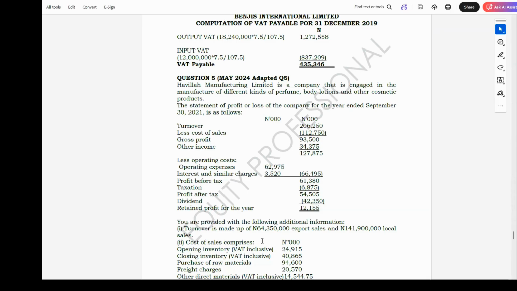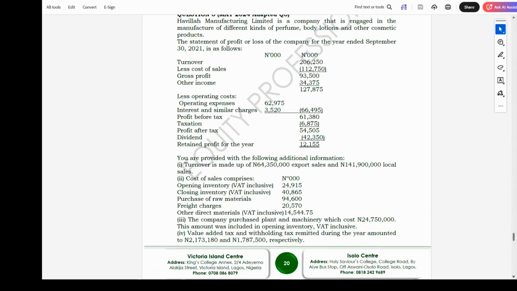Cost of sales comprises opening inventory, VAT inclusive, closing inventory, VAT inclusive, purchase of raw material, freight charges, and other direct material, VAT inclusive. The company purchased plant and machinery which cost 24,750. This amount was included in opening inventory, VAT inclusive.